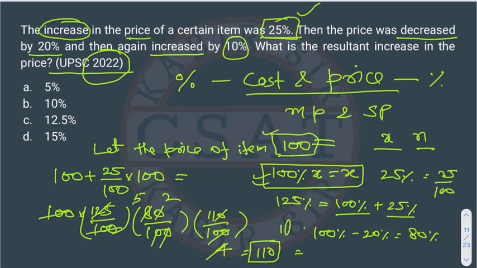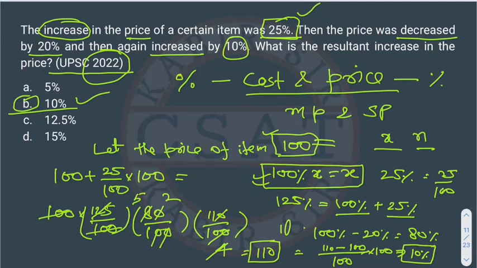So what will be the resultant change? It's directly, otherwise you can use the method of the current price minus initial price upon initial price into 100. So it will come out 10%, right? So what will be the answer? The answer will be the option B, 10%.